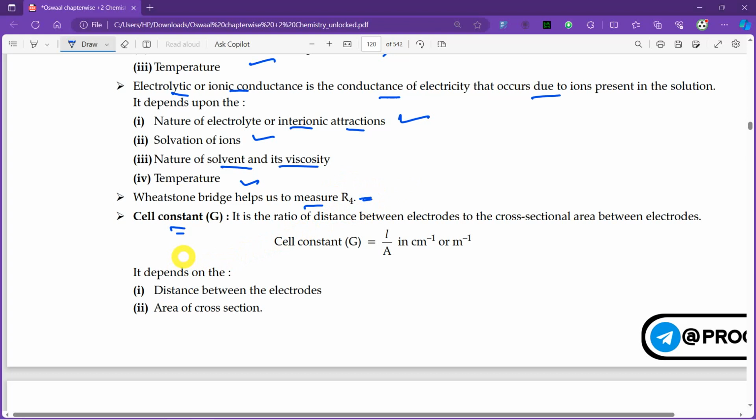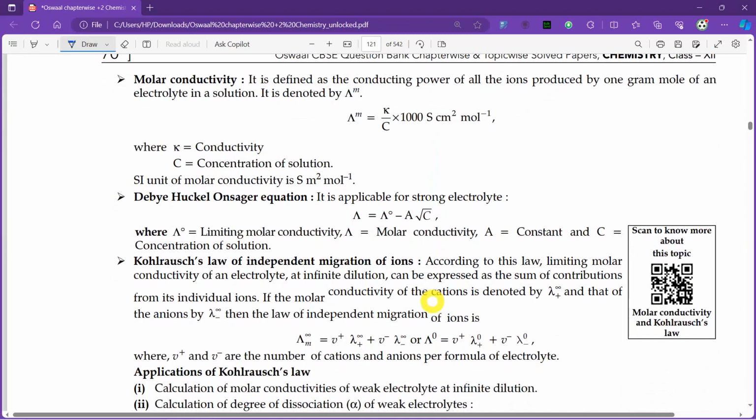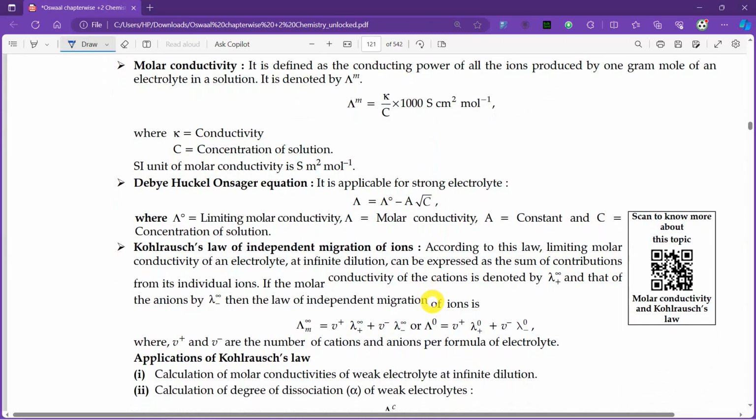And next, the cell constant. Cell constant is the ratio between the distance between the electrodes and the cross-sectional area of the electrodes. That is, cell constant is equal to the distance between the electrodes over the cross-section, G is equal to L by A, right? The cell constant depends upon the distance and the area of cross-section. And now we have to brush up some basic things.